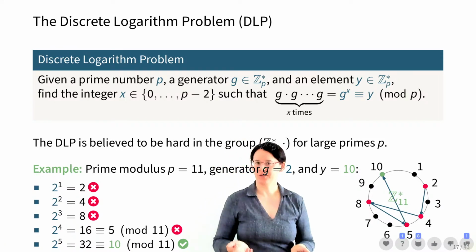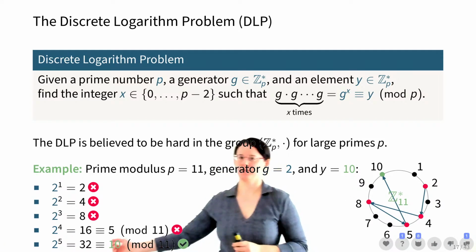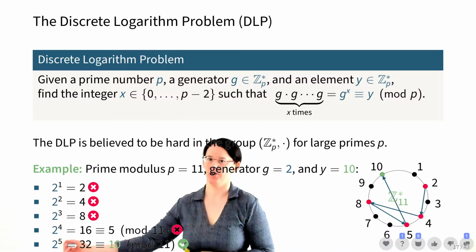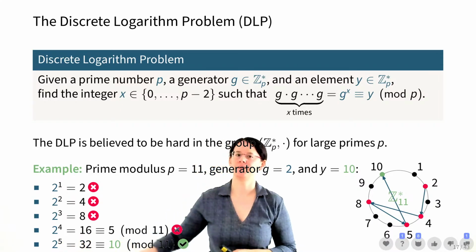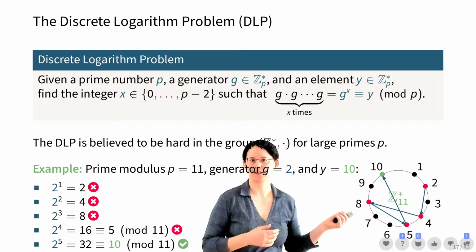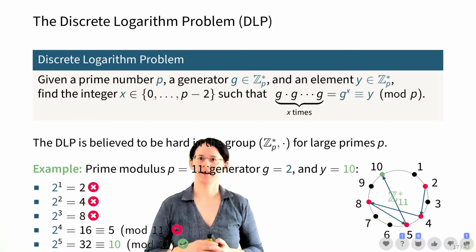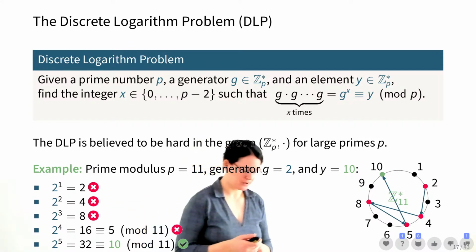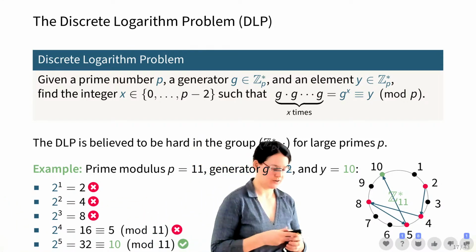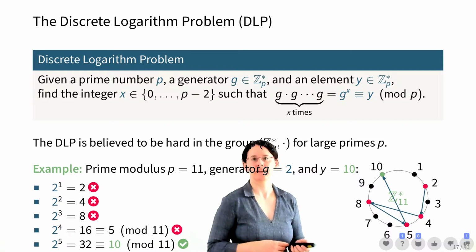Why is it called discrete logarithm? Well, it's the logarithm because you're trying to find the exponent. That's what logarithms are about. And it's called discrete because we're only talking about integers. Okay, so this is one of the interesting problems that we're going to use for our crypto systems.